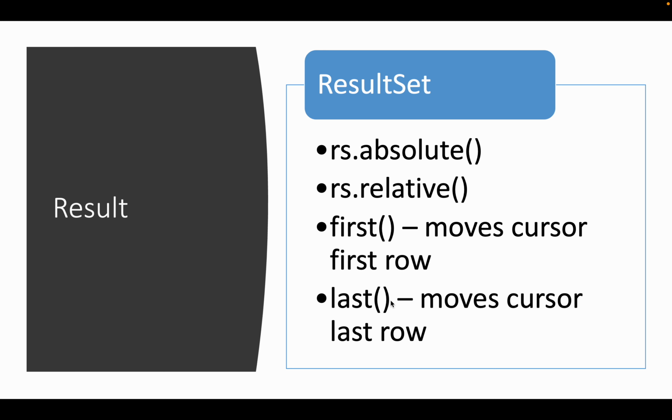ResultSet.absolute takes the cursor. You pass it an int value, which takes the cursor to the row you specified, based on either the beginning or the end. If you give it a positive number, let's say 2, it will take the cursor to row number 2, starting from the beginning. If you pass it a negative number, let's say -2, it will start from the last row and go backwards 2 times.